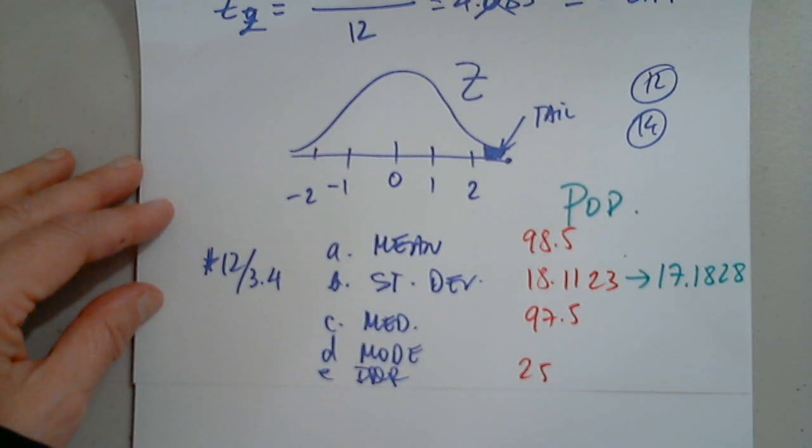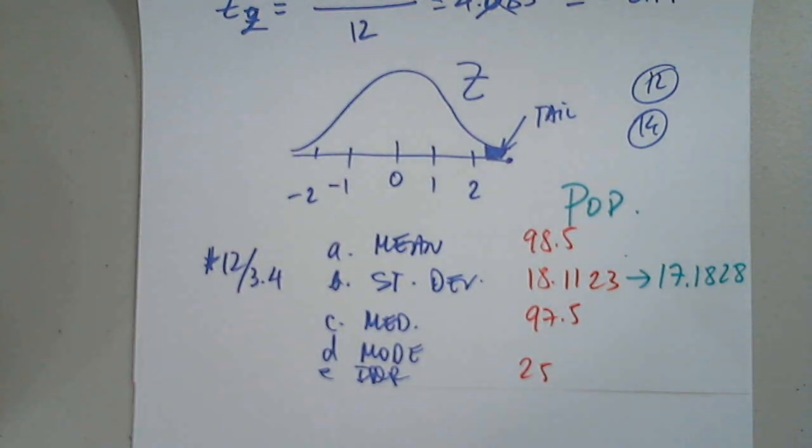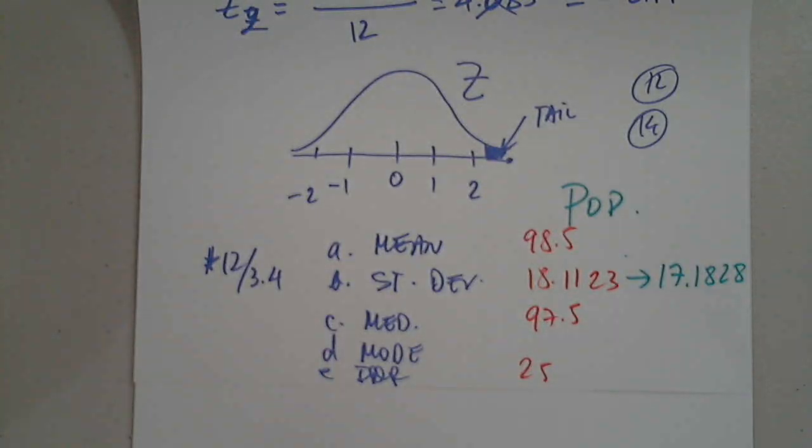Okay, and that should be exactly what I just determined. I'm going to check. Yes, exactly. 17.1828. Excellent. Thank you. Great job. Okay, so now we're ready. The population mean is represented by this symbol and is equal to 98.5. Type an integer or decimal, do not round.